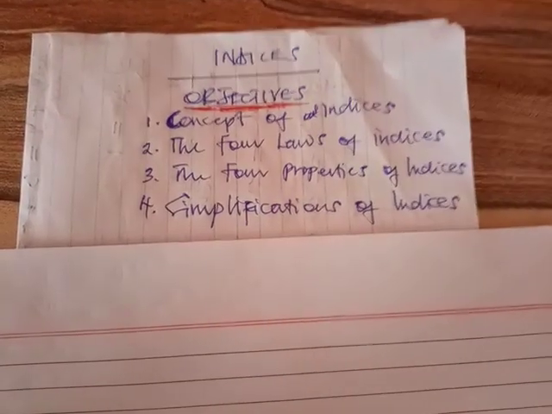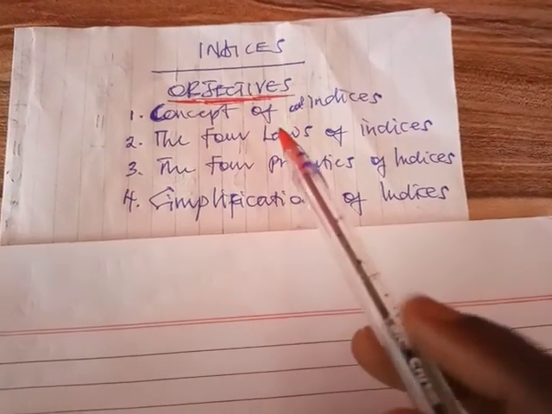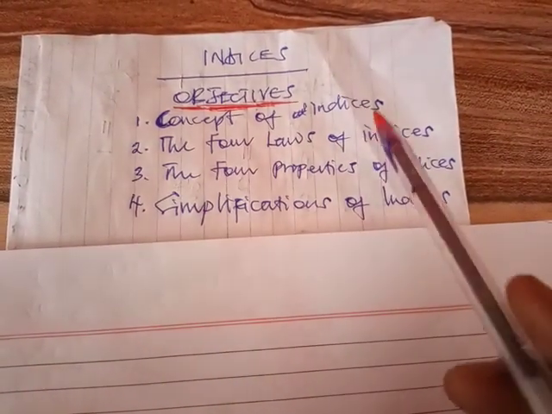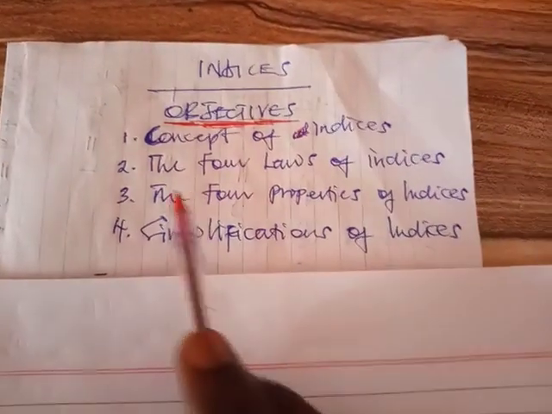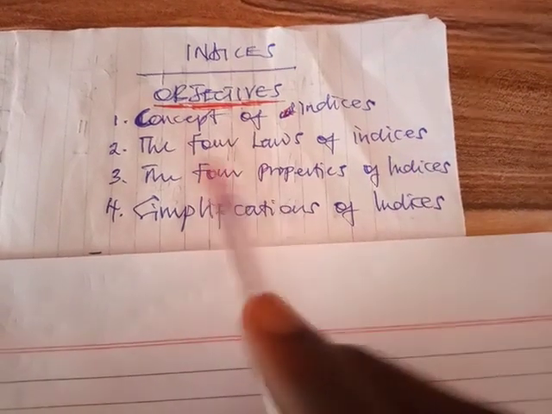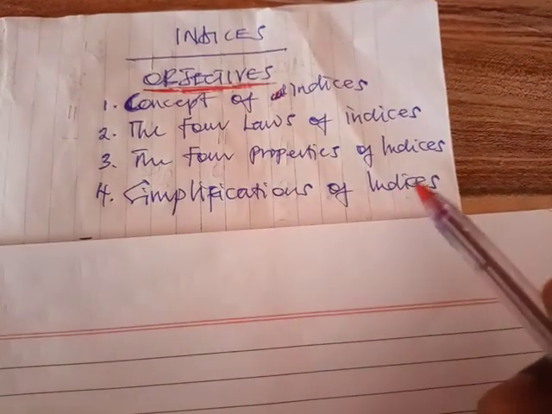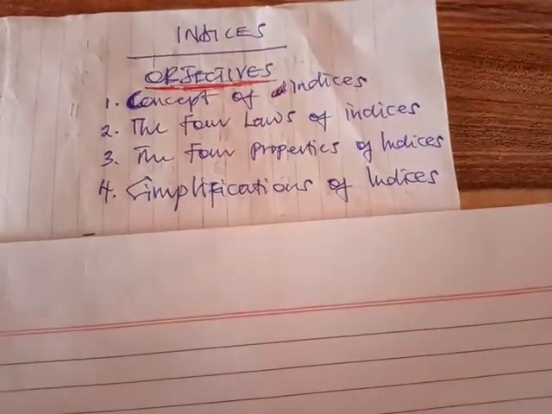Good day, student. These are the objectives we'll be looking at under indices. The objectives are, first of all, look at the concept of indices, look at the 4 laws of indices, the 4 properties of indices, and simplifications of indices. So these are the things that we'll be looking at today.